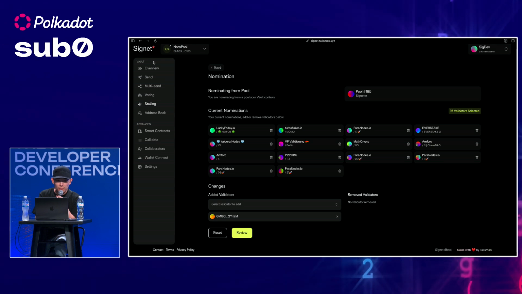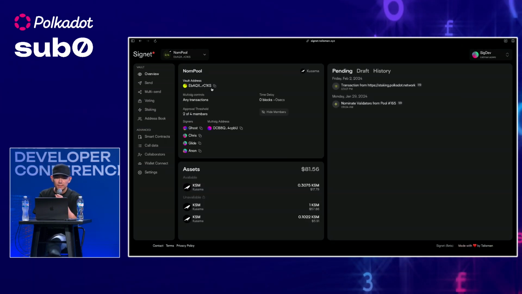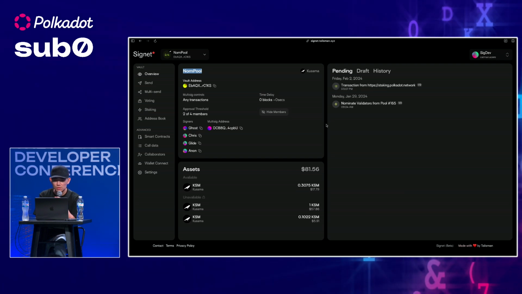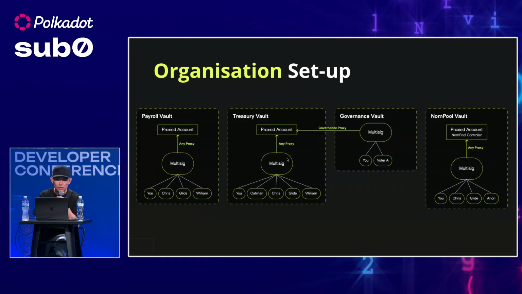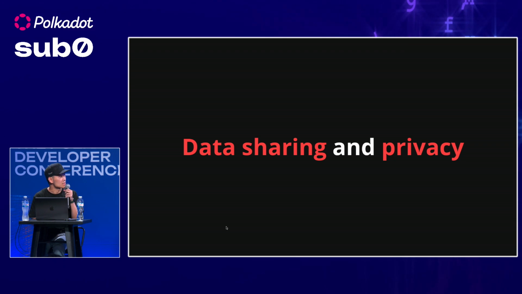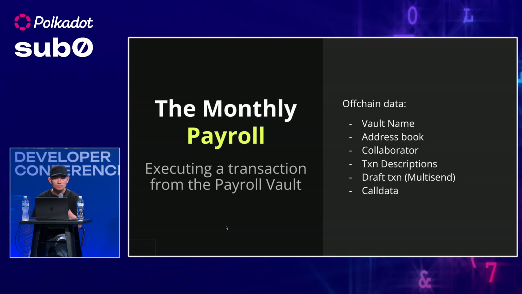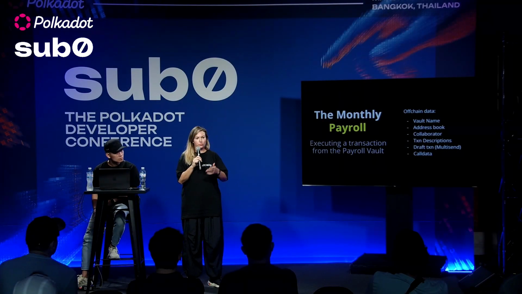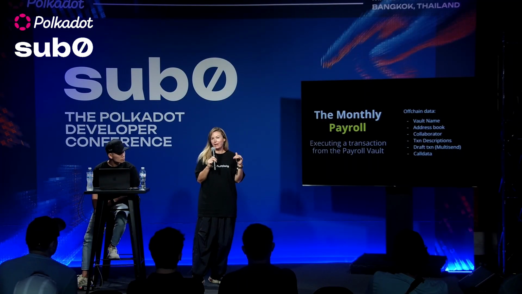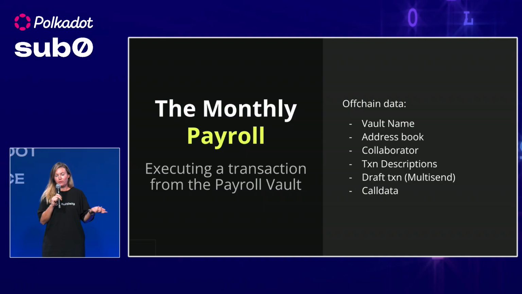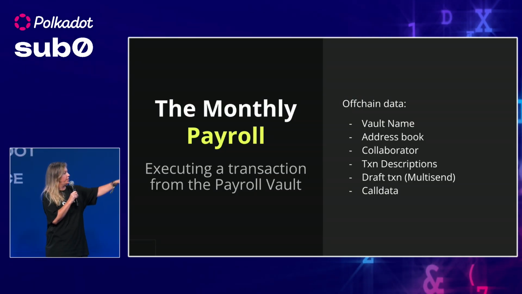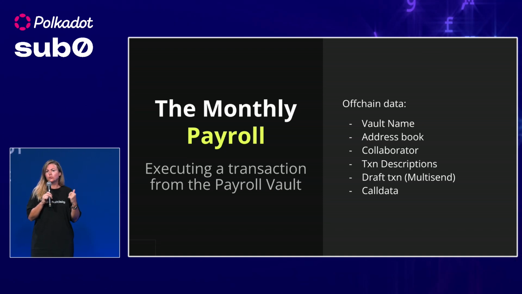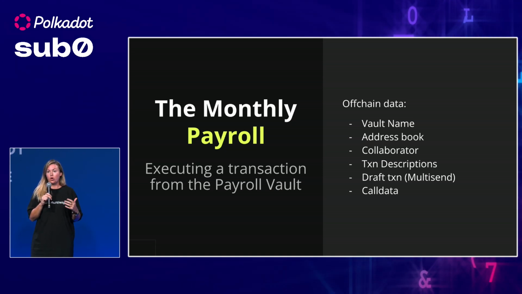And so you may have noticed we have a lot of off-chain data, like the name of your pool, of your vault, your transaction description. So we're going to talk a little bit about data sharing and privacy. For this we're going to use a really typical example that lots of our clients do on a regular basis, which is the monthly payroll from the payroll vault. Here are some of the fields that we store off-chain, and we'll show you how this looks in Signet alongside the on-chain operation.